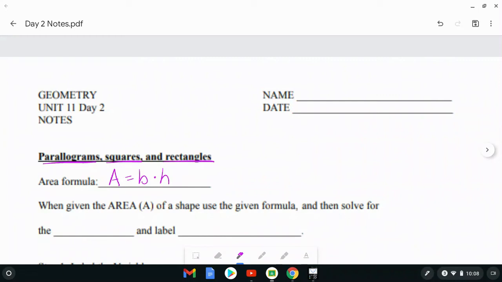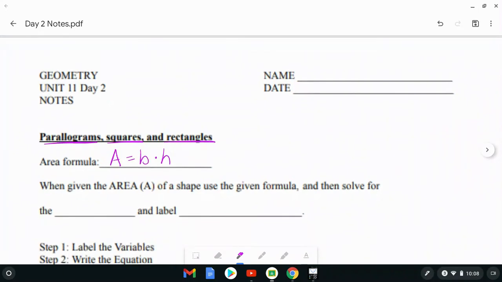Today we got chapter 11, day 2. We're going to be using that area formula we just learned yesterday and the other formulas for parallelograms, triangles, and circles to go ahead and find a certain part of their respective shapes.